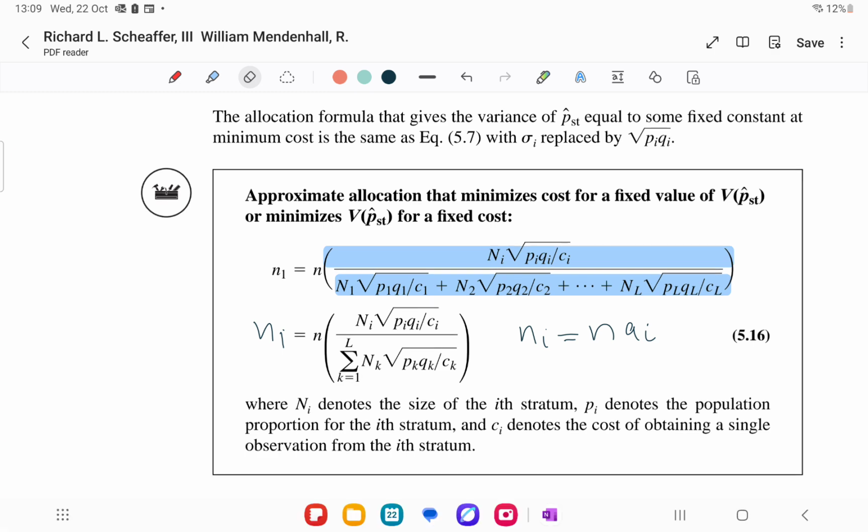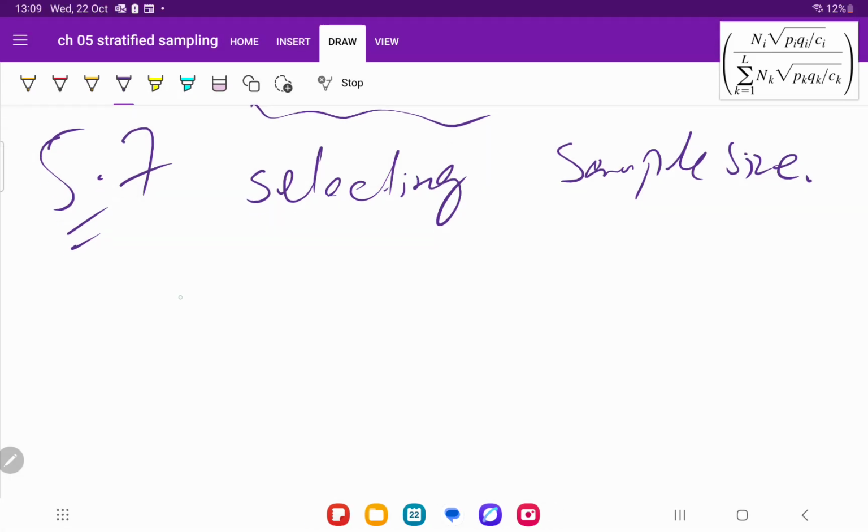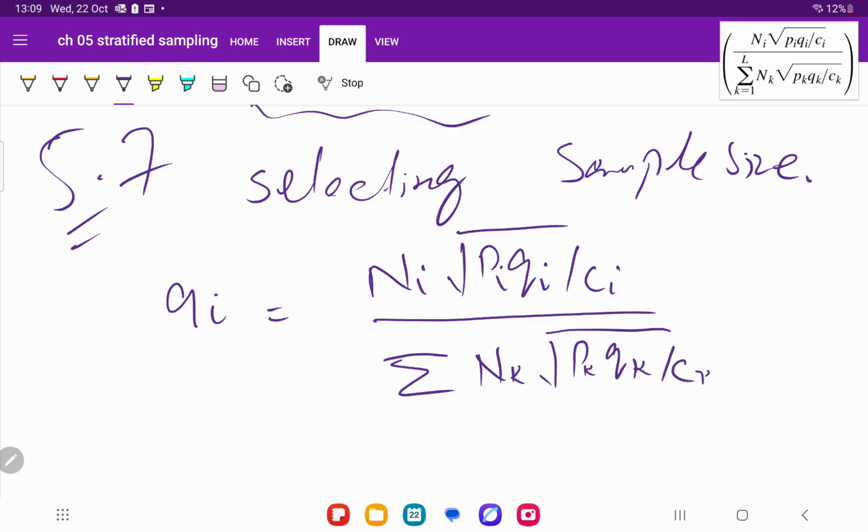Just let me copy, because if you wanted to calculate the sample size, you must need AI first. So AI formula is Ni square root of Pi Qi divided by Ci, divided by summation Nk square root of Pk, Qk and Ck, and K is varying from 1 up to L. L is the number of stratas we have. Okay, so that is the AI. Let me write AI.